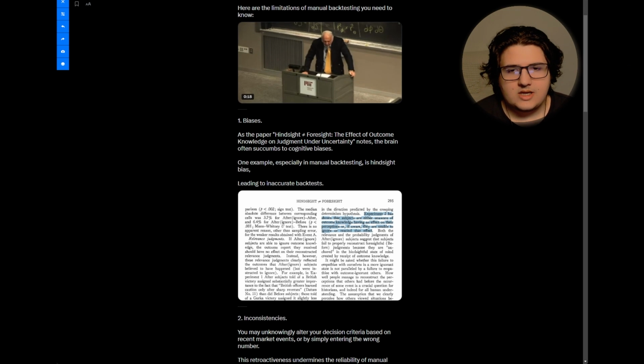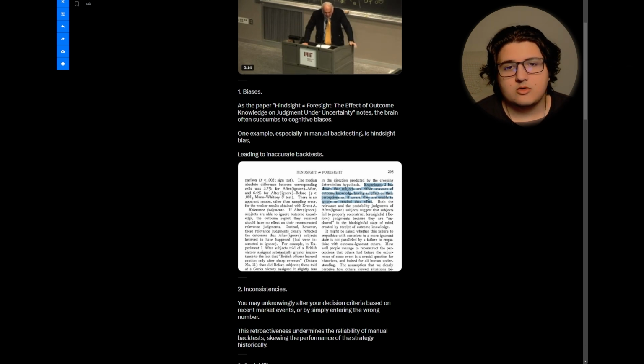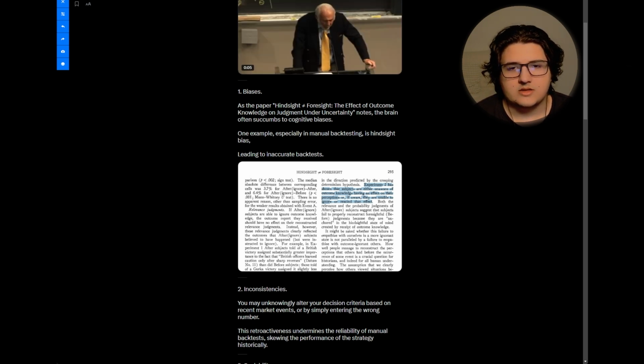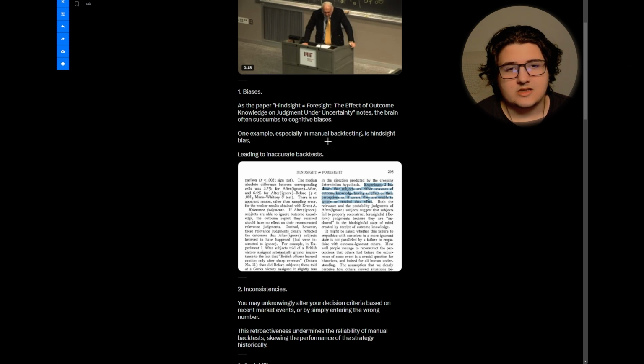Now, number one is the biases. I reference a paper here called Hindsight Doesn't Equal Foresight, basically the effect of outcome knowledge on judgment under uncertainty. It notes pretty much the brain often succumbs to cognitive biases. One example, especially in manual backtesting, is the hindsight bias, leading to inaccurate backtests.